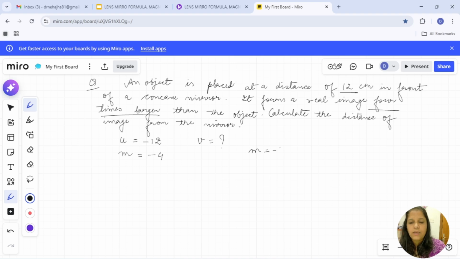m is equal to minus v upon u. Put the values. Minus 4 is equal to minus v by minus 12. Minus v will be equal to 48. So v is equal to minus 48 centimeter. This is your answer.